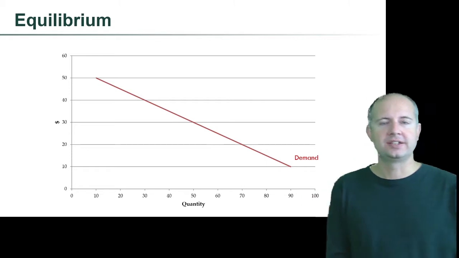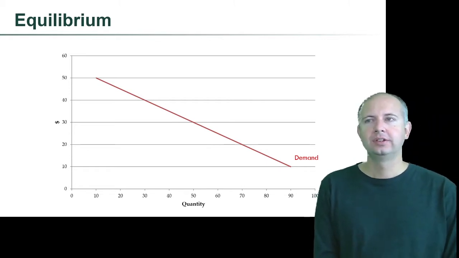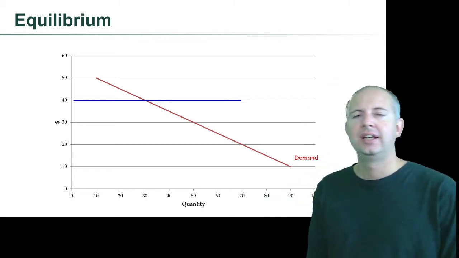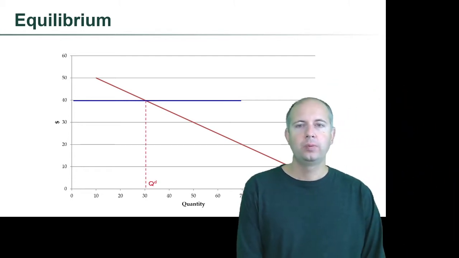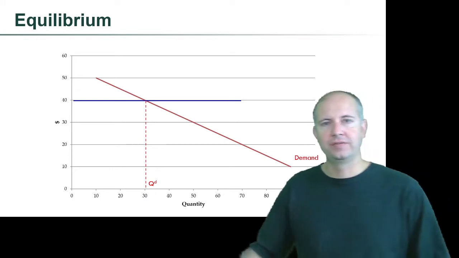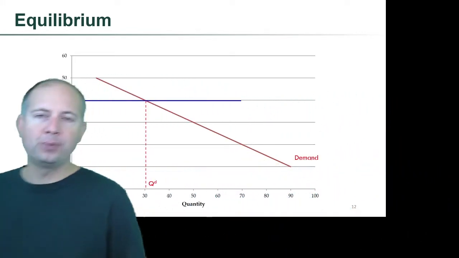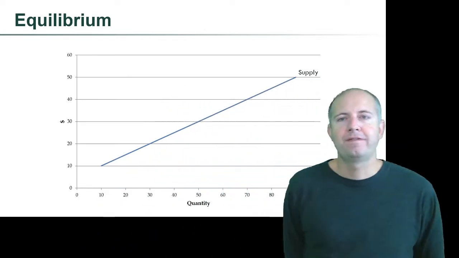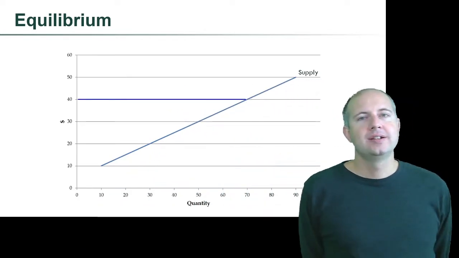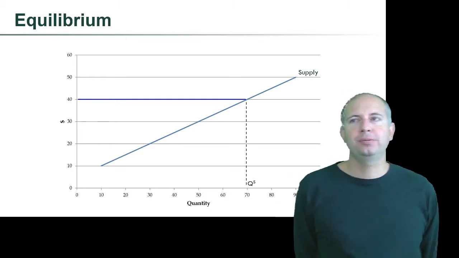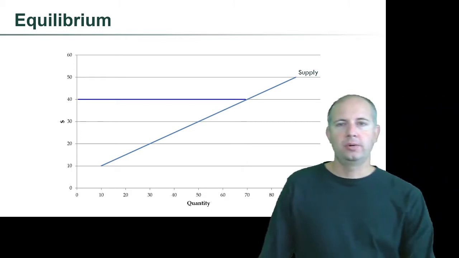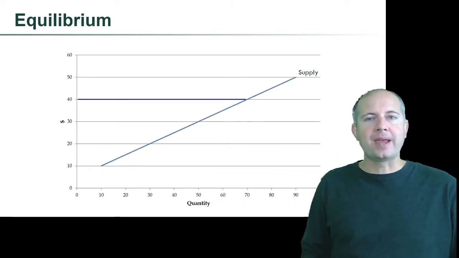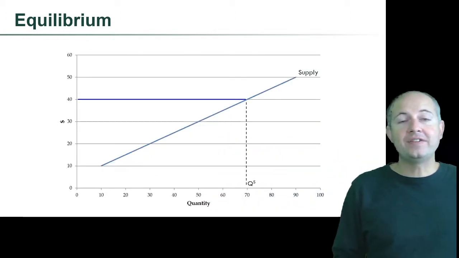So here is a downward sloping demand curve. Let's suppose that we have a price of 40. At a price of 40, we have 30 units demanded. So if the price is 40, people will buy 30 units. Now let's look at supply. If the price is 40, there will be 70 units supplied. So what do we have? Again, 30 units demanded at a price of 40, for 70 units supplied.